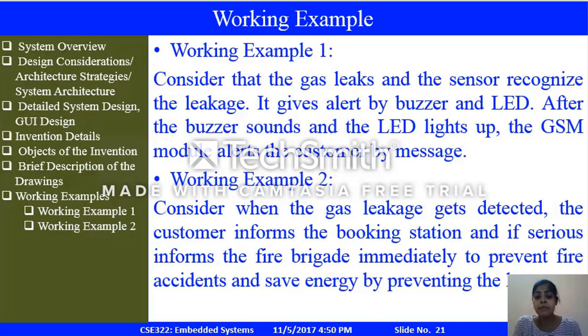The second working example is when the gas leakage gets detected, the customer informs the booking station, and if something serious happens, it informs the fire brigade immediately to prevent fire accidents and save energy by preventing the loss.